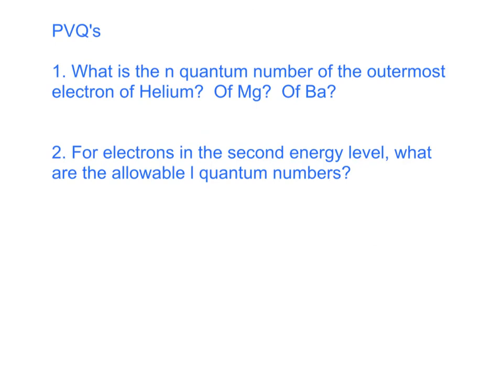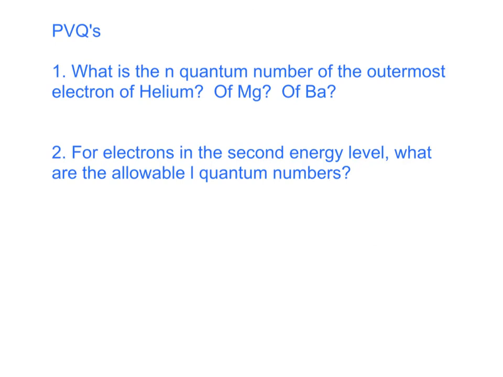Question number 1, what would be the n quantum number, that's the principal quantum number, remember, of the outermost electron in each of these elements? Helium, magnesium, and barium. So remember, the n one is quite easy to pick out if you locate the element on the periodic table, and you can really quickly spot the principal quantum number.